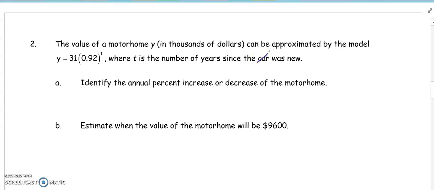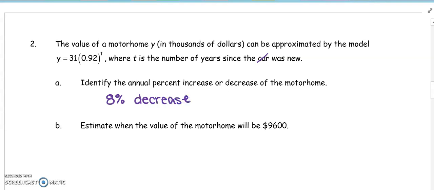I want to identify the annual percent increase or decrease. Well, I do know that it is a decrease since it is less than 1. If we do 1 minus 0.92, that will give me 0.08, which means I'm talking about an 8% decrease.